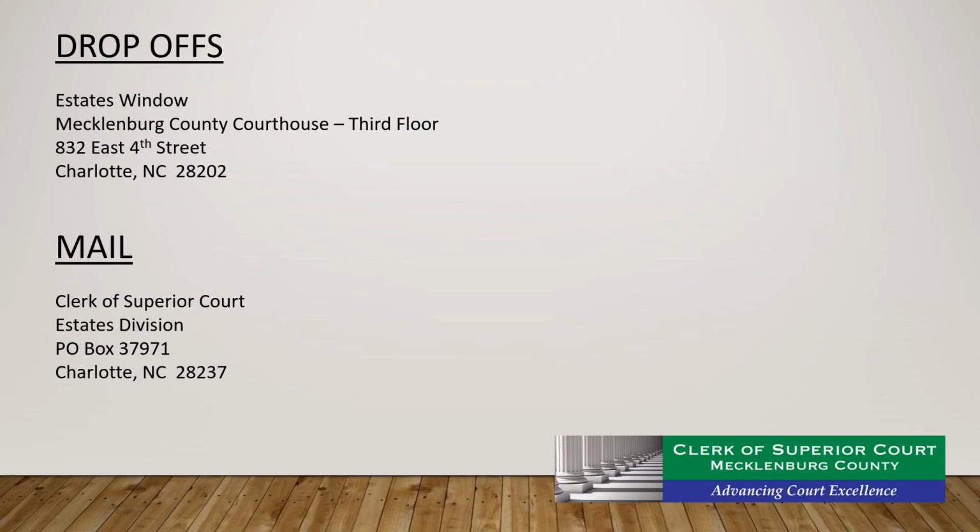If the personal representative's other paperwork has already been submitted to the clerk's office, then the resident process agent may either bring the form to the Mecklenburg County Courthouse and drop it off, or mail the form to the following address: Clerk of Superior Court, Estates Division, P.O. Box 37971, Charlotte, North Carolina 28237.